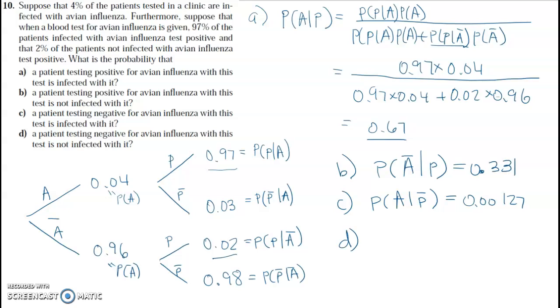Part D is interesting. If you notice, it's the negation of part C. So what you have to do is take 1 minus the part C answer. So now that we know, it's going to be 1 minus 0.00127. That's going to be the answer for D.